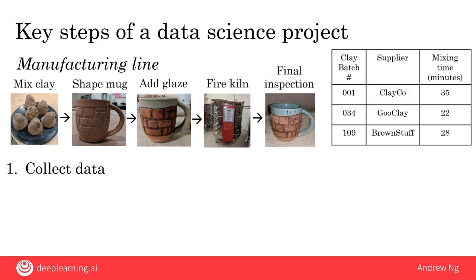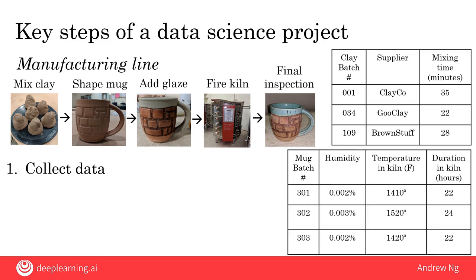So for example, you may save data about the different batches of clay that you've mixed, such as who supplied the clay and how long did you mix it, or maybe how much moisture was in the clay, how much water did you add. You might also collect data about the different batches of mugs you made. So how much humidity was in that batch, what was the temperature in the kiln, and how long did you fire it in the kiln.